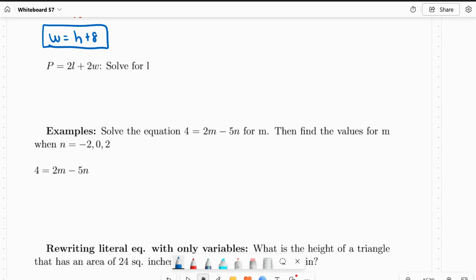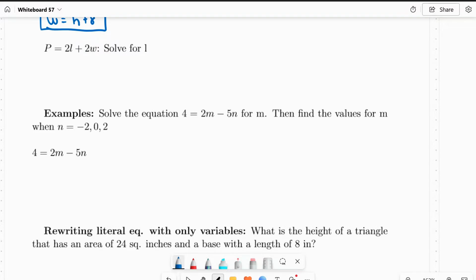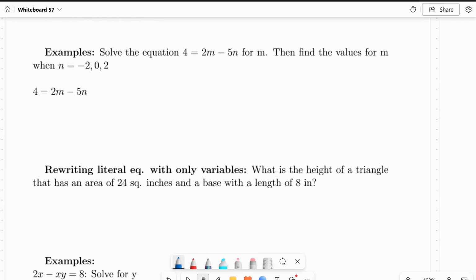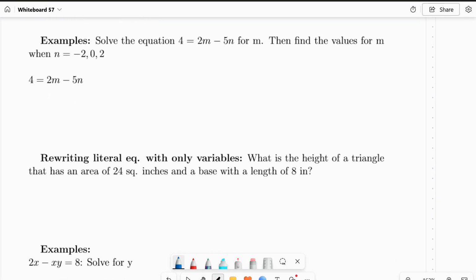Like I said, I am going to leave that next example for class. I will do this middle example though. In this example, it wants us to solve the equation 4 equals 2m minus 5n for m, then find the values for m when n is those various values.